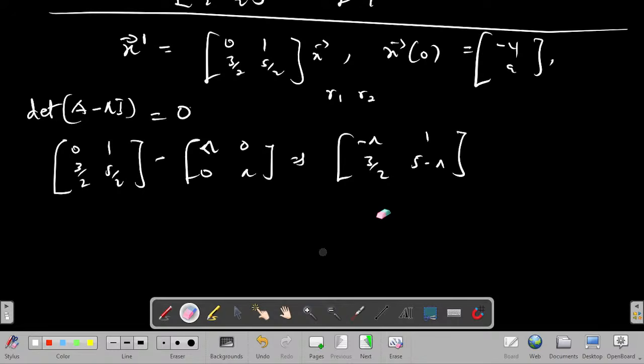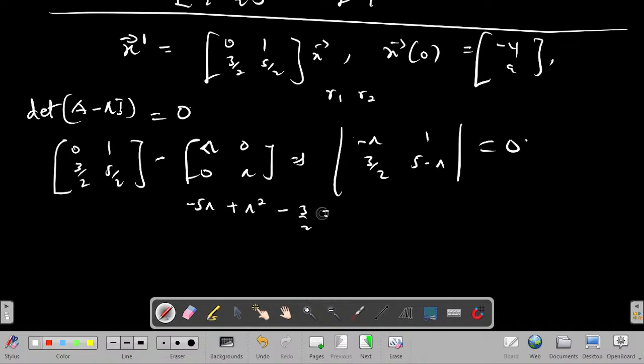The determinant of this should give us 0. Determinant of this should give us 0. That gives us our characteristic equation. So we simply cross multiply, right? I'll have negative 5 lambda, then plus lambda squared minus 3 out of 2 equal to 0.